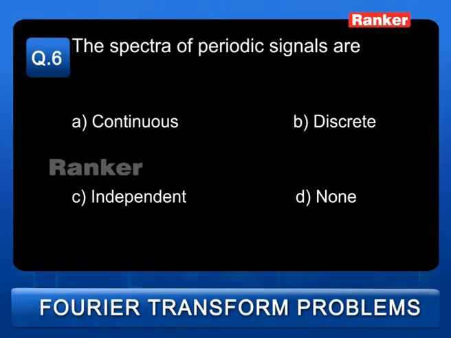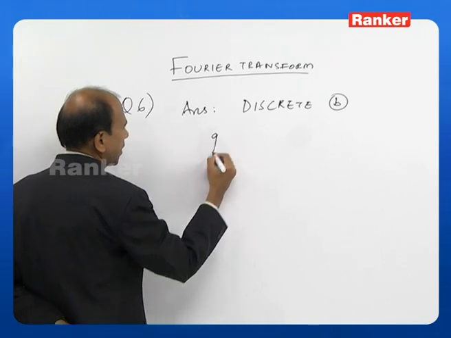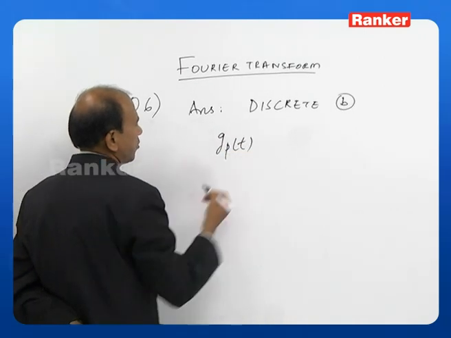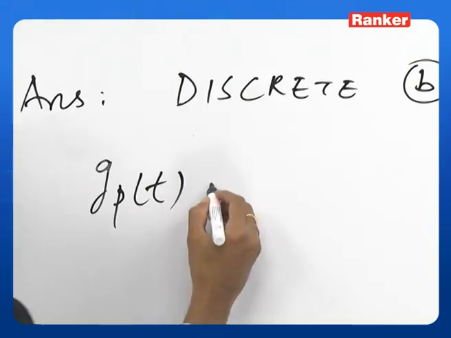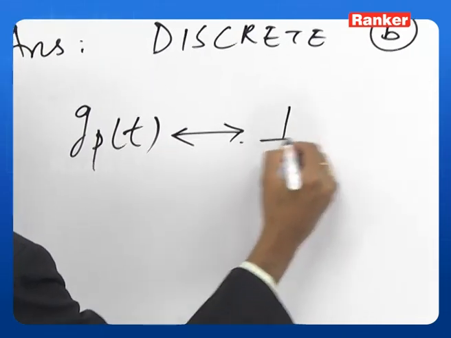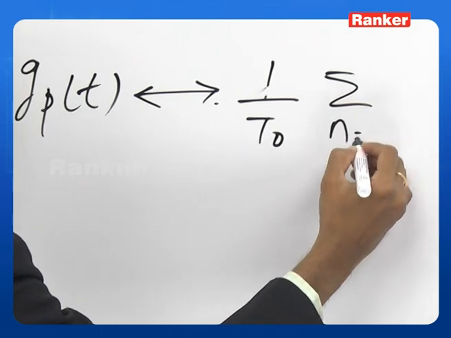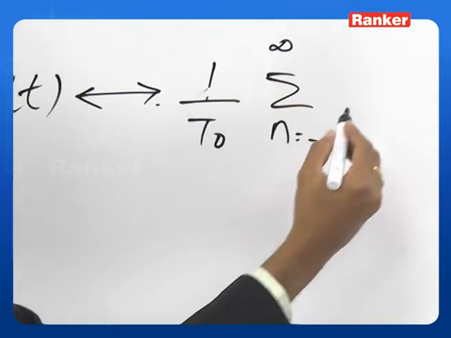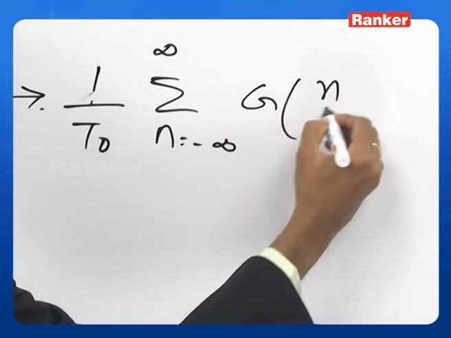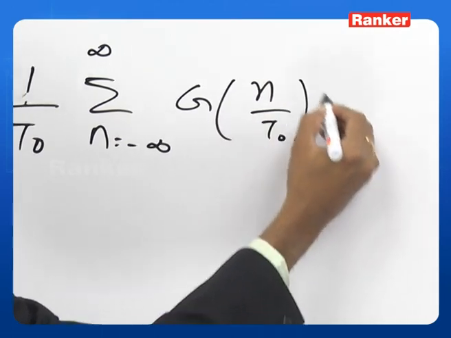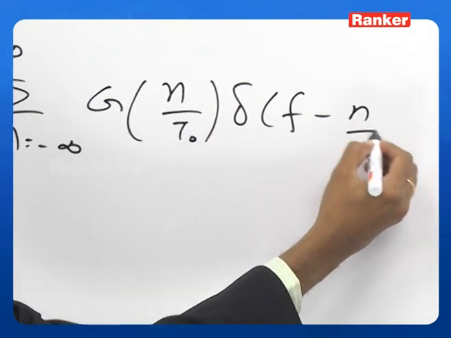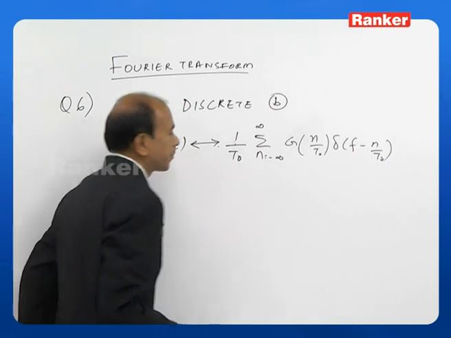The answer is discrete. This is B. Okay, let us see why it is discrete. Let us take a periodic signal, g_p(t). This will have a Fourier transform which is 1 by T0, sigma n equal to minus infinity to plus infinity, g of n by T0, delta of f minus n by T0.